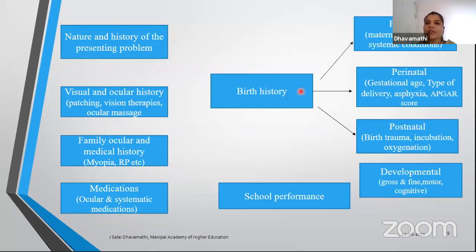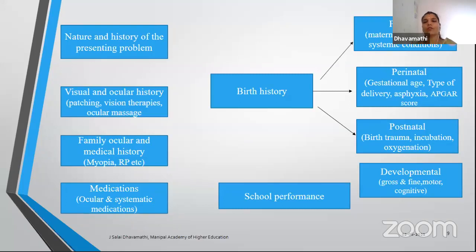So birth history consists of three types: prenatal, perinatal, and postnatal. Also, we take developmental history along with birth history. So what is prenatal history? Prenatal is before the child is born. You should ask about the mother's infections and the systemic conditions of the mother. That is very, very important here to rule out the TORCH.